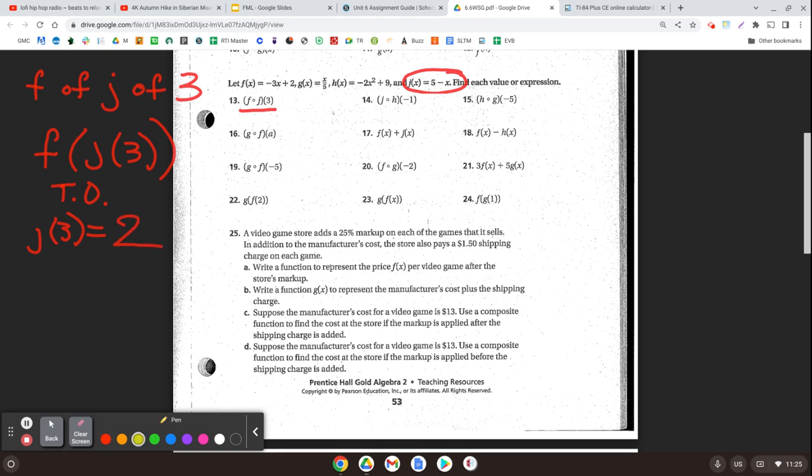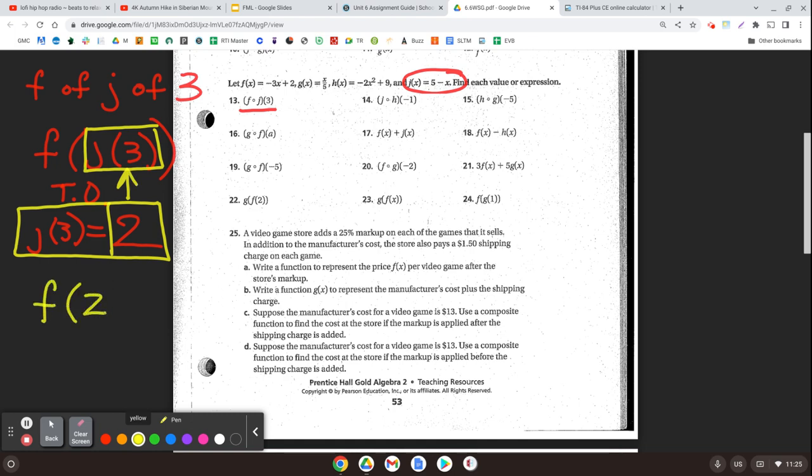So now take this out and substitute the 2 in for j of 3. So now what do we have? Oh, we just have f of 2, okay? What's f of 2? I just got to follow the directions. I find my f. Negative 3 times 2 is negative 6. Negative 6 plus 2 is negative 4, and that's how you do these composite functions.